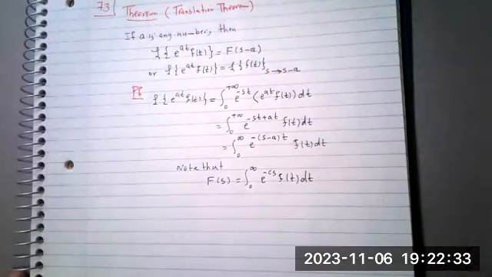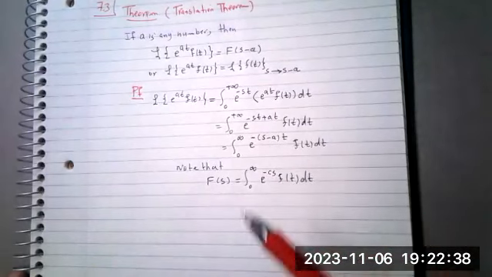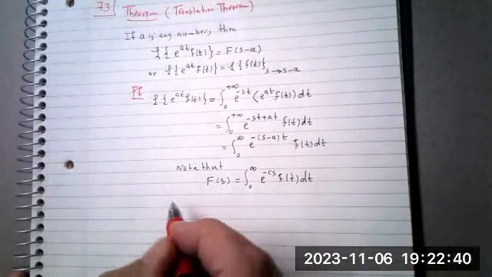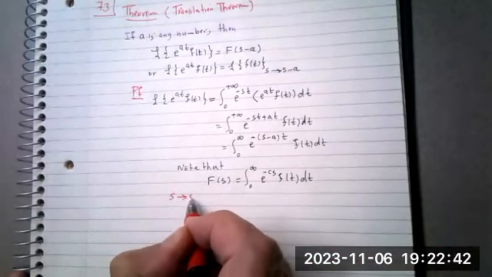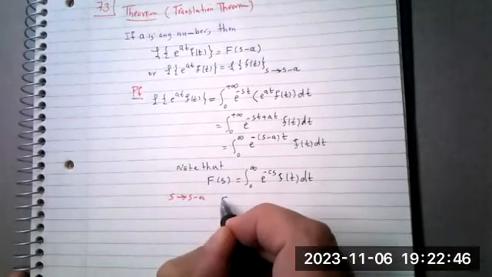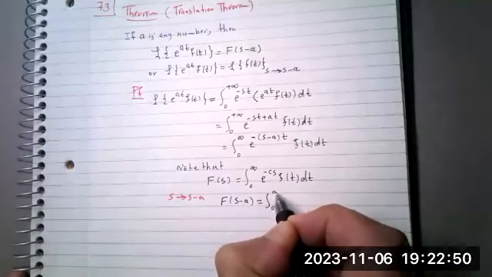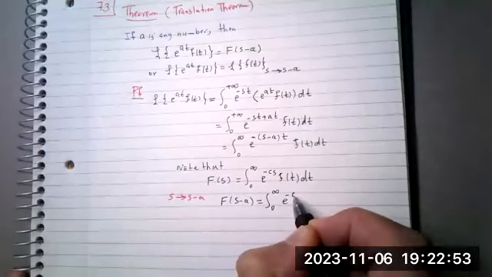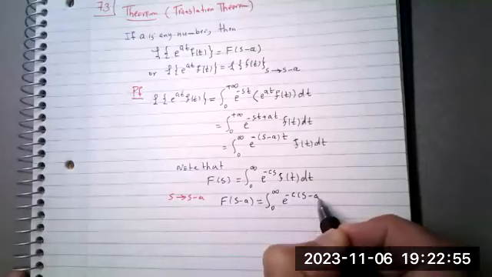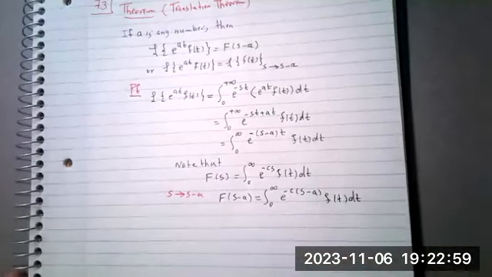So if you compare these two together, this is like you change the s into the s minus a. So if you shift it, that would be F of s minus a, which is equal to the integral from 0 to infinity of e to the negative (s minus a) t, f of t dt. See, that's it.